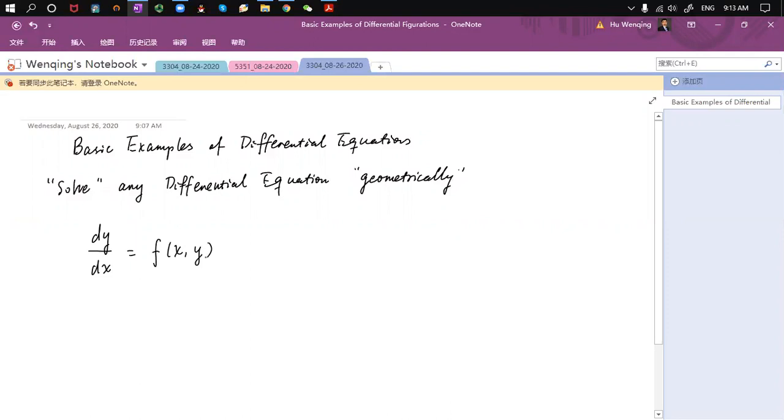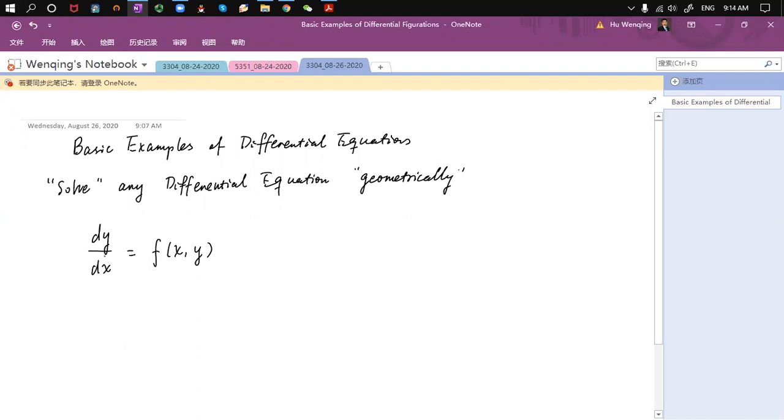So what does it mean? From the very beginning, you have to know which one is the function and which one is the variable. For example, for this differential equation, you must tell me whether we are looking for x as a function of y, or y as a function of x.